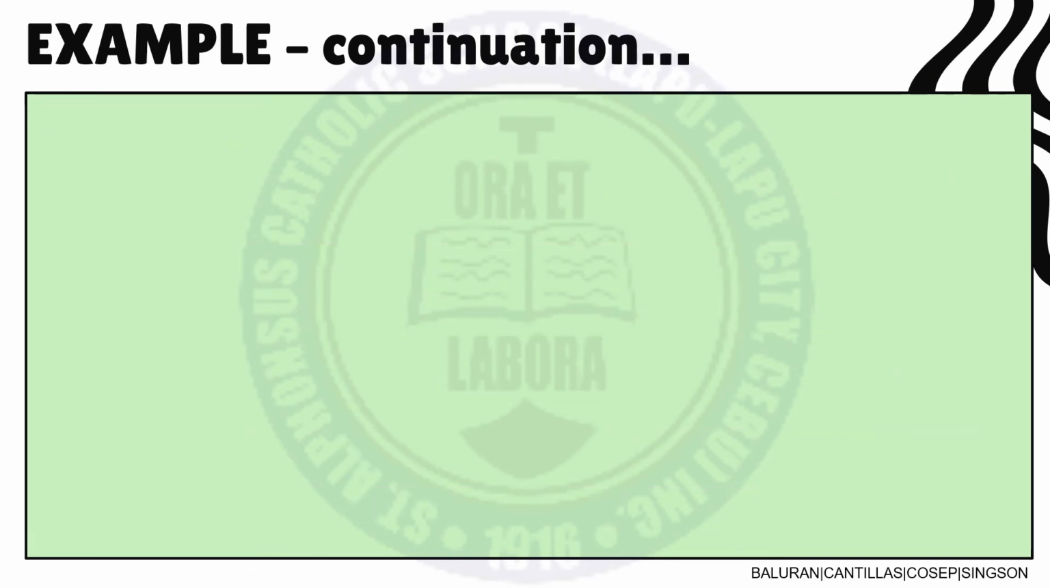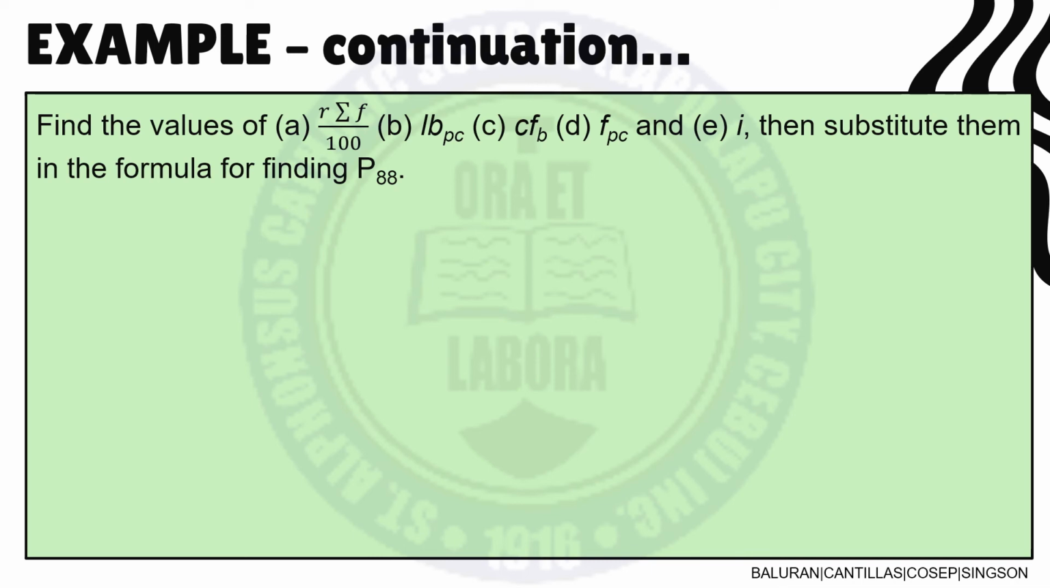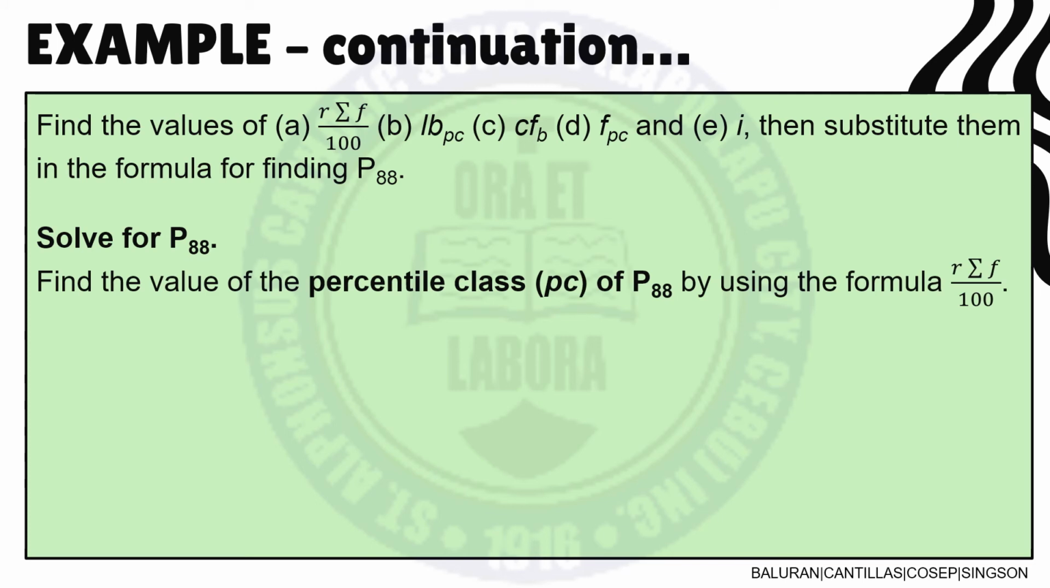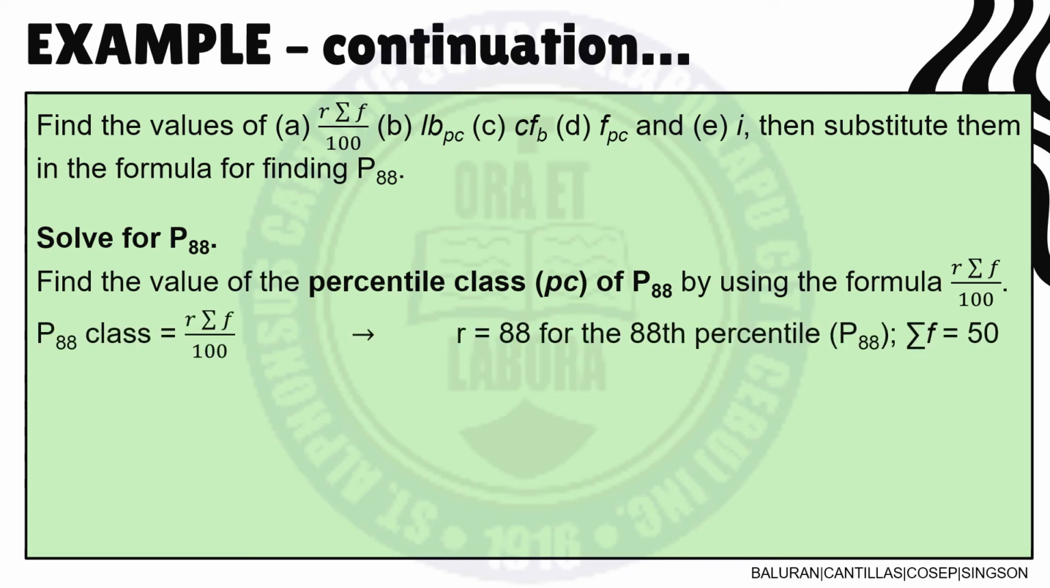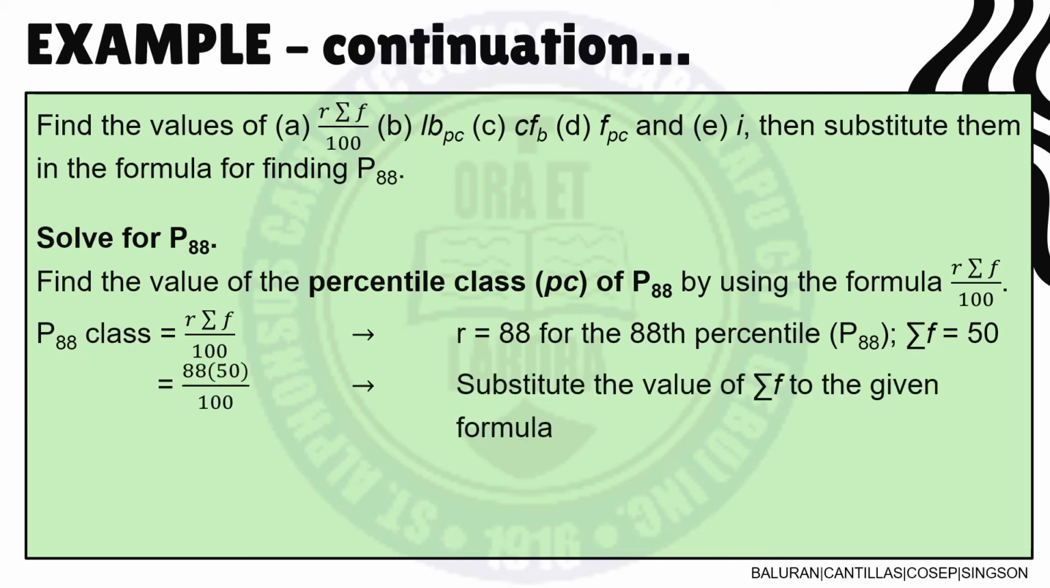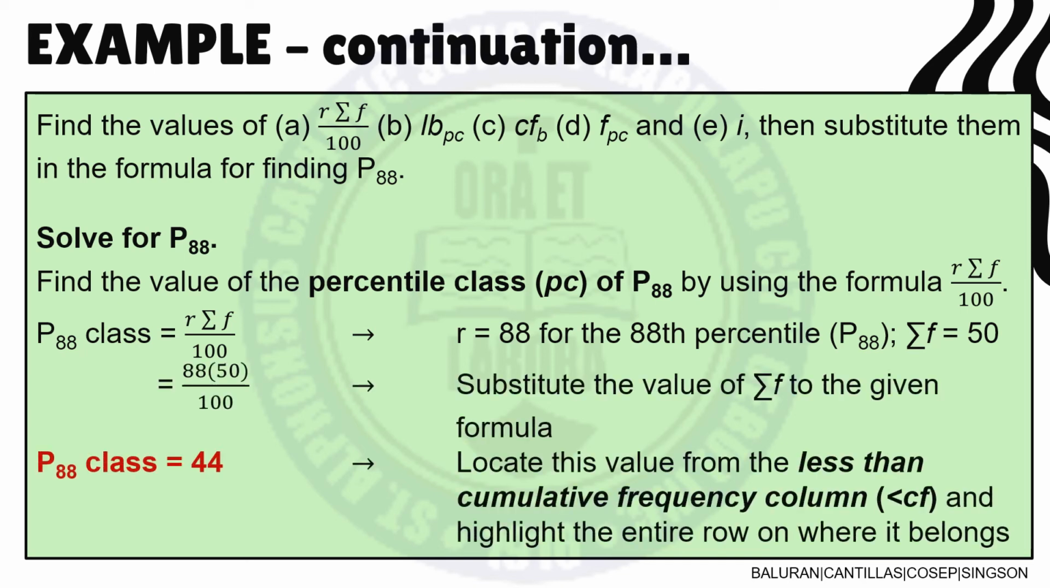So to find P sub 88, we will now find the following values. First, we have to find the percentile class of P sub 88 using this formula. This time, our r is equal to 88 since we are looking for the 88th percentile. Our summation of f is equal to 50. Substitute the given values into our formula, and then we have to simplify. Thus, P sub 88 class is equal to 44, and we will now locate this value in our less than cumulative frequency column.